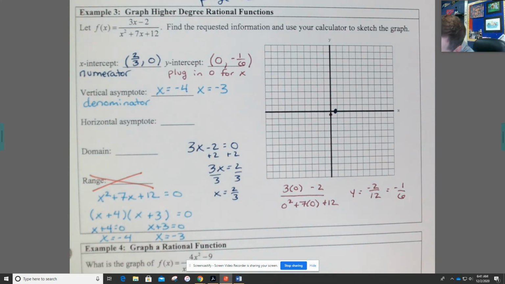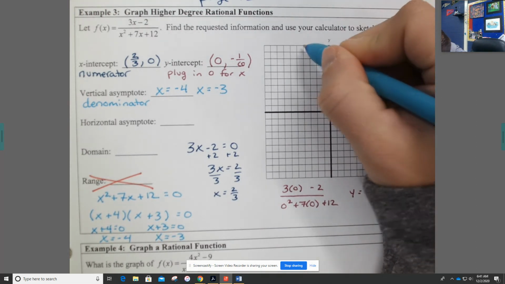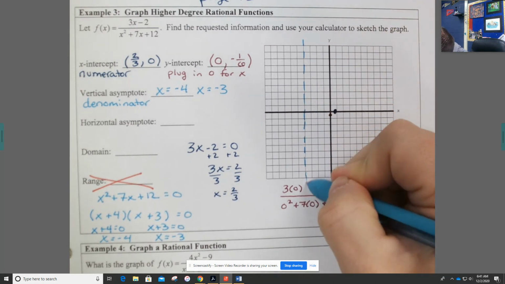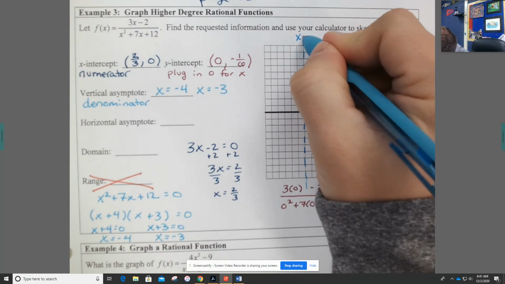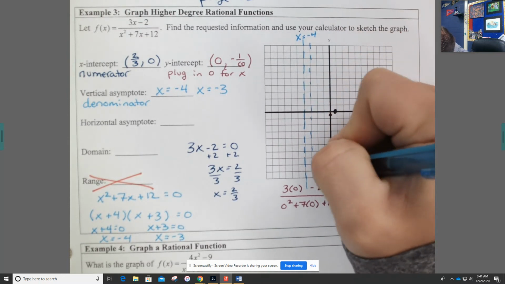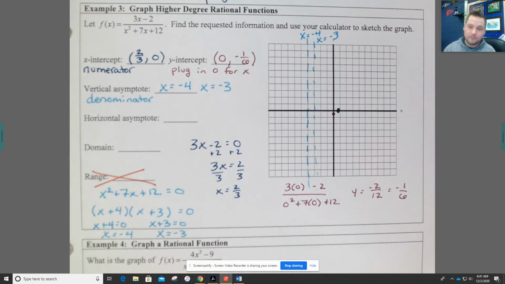I'm going to draw those in on my graph. So we draw those with dotted lines. I'm going left 1, 2, 3, and there's my 4. So I got x equals negative 4, and then x equals negative 3.